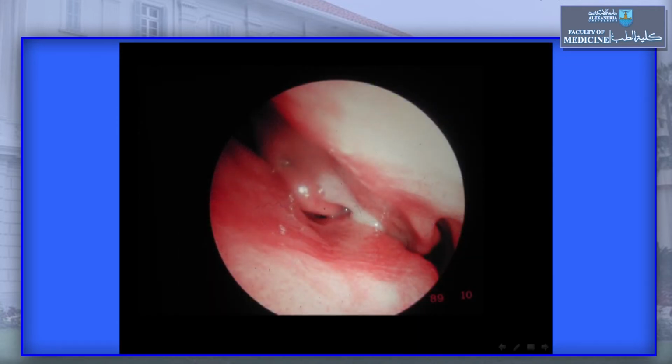This is an endoscopic picture of the same patient we saw in the previous slide. Here we are in the left nasal cavity, the nasal septum, the middle turbinate. Here we can see mucopurulent discharge coming out of the middle meatus, indicating an inflammatory process in the anterior group of sinuses in this patient.